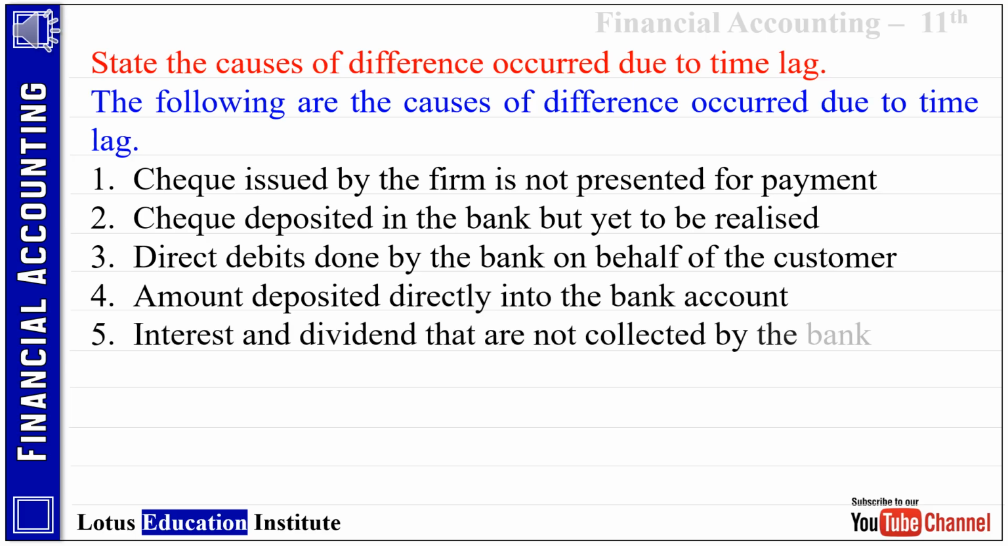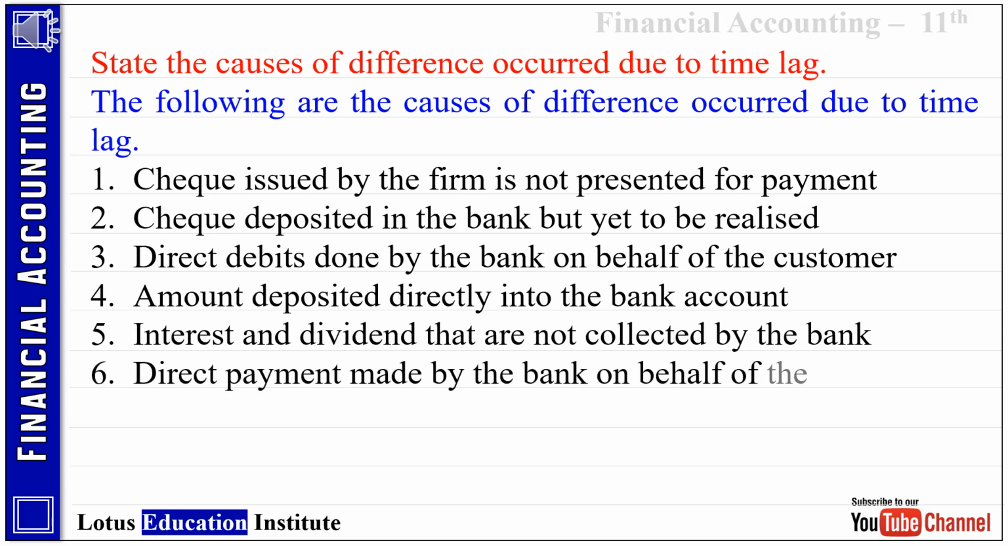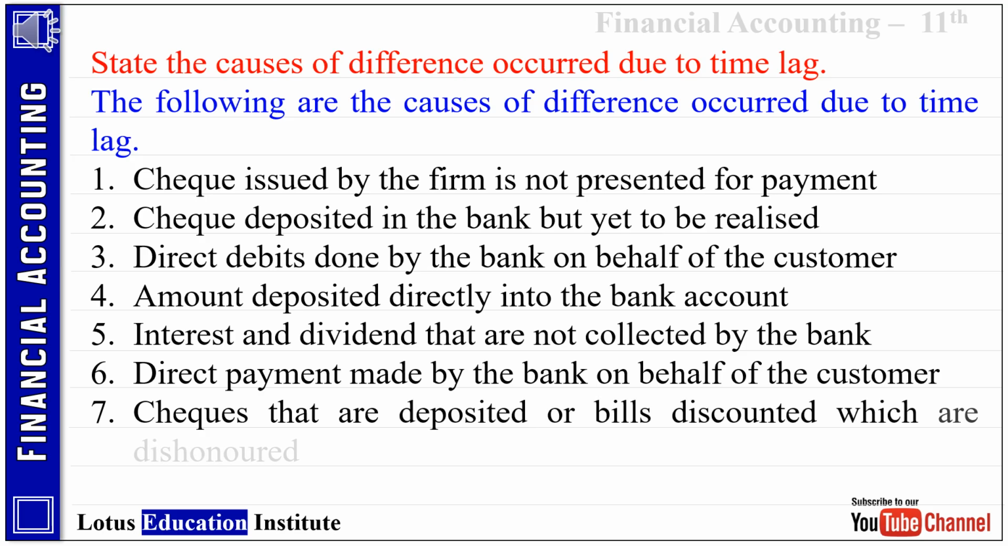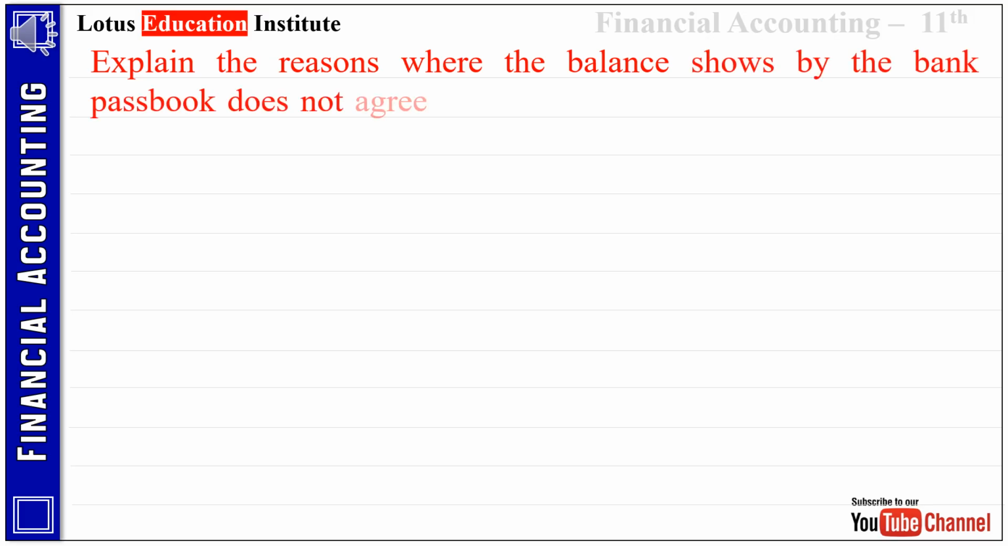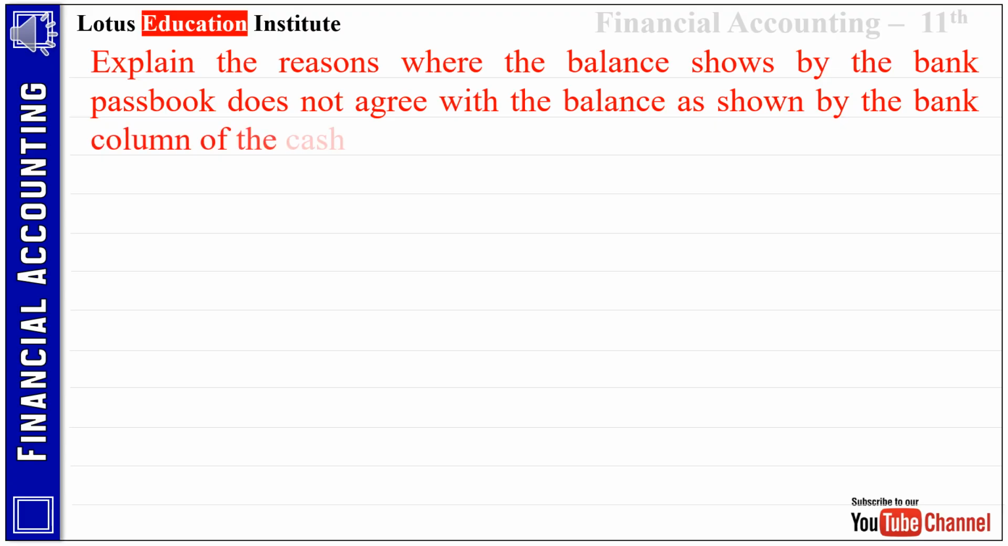5. Interest and dividend that are collected by the bank. 6. Direct payment made by the bank on behalf of the customer. 7. Explain the reasons where the balance shown by the bank passbook does not agree with the balance as shown by the bank column of the cash book.